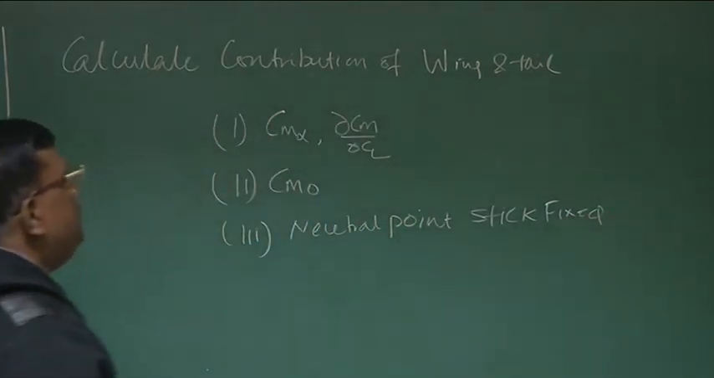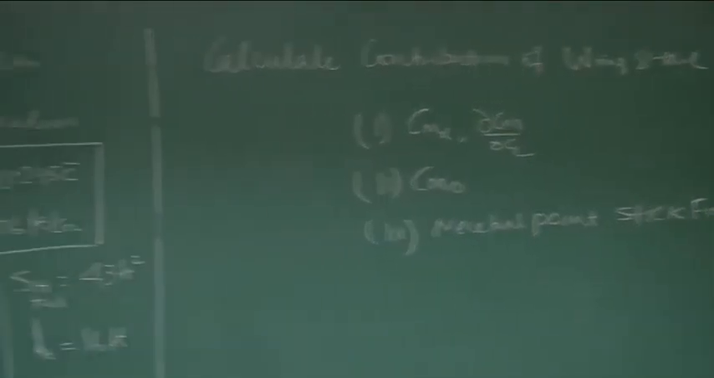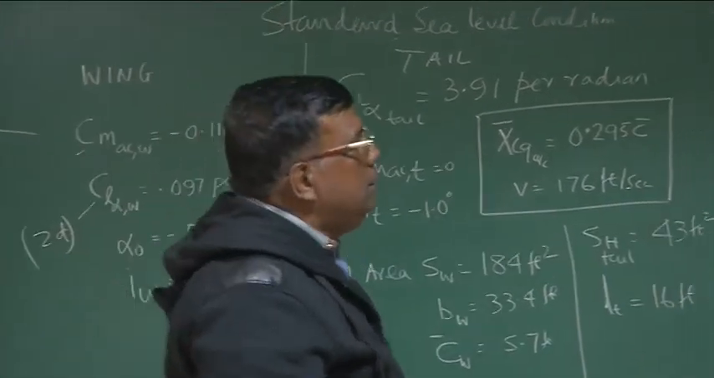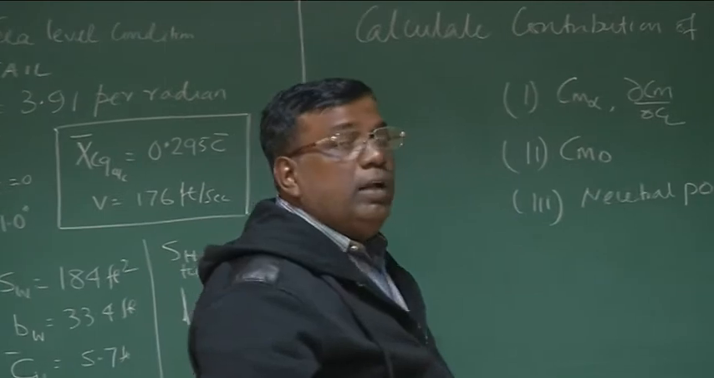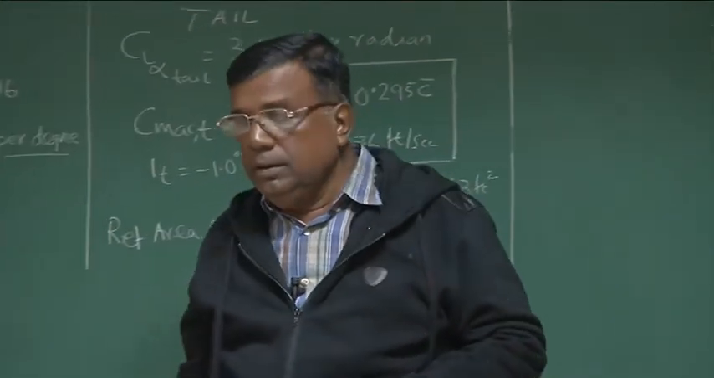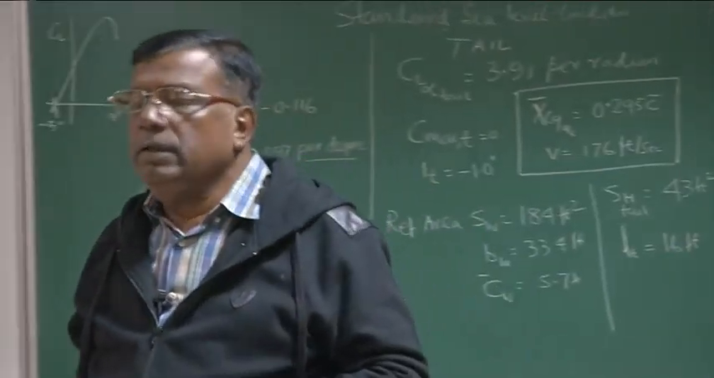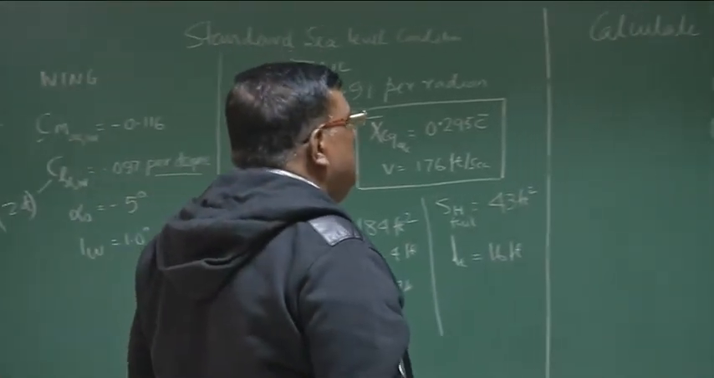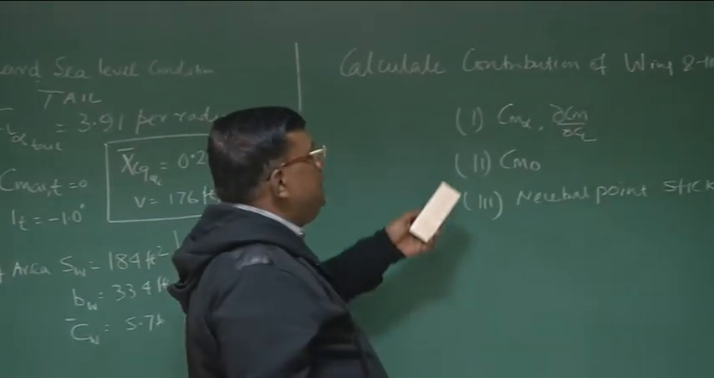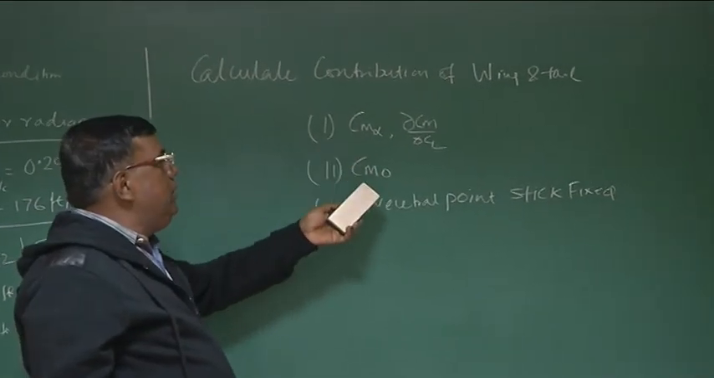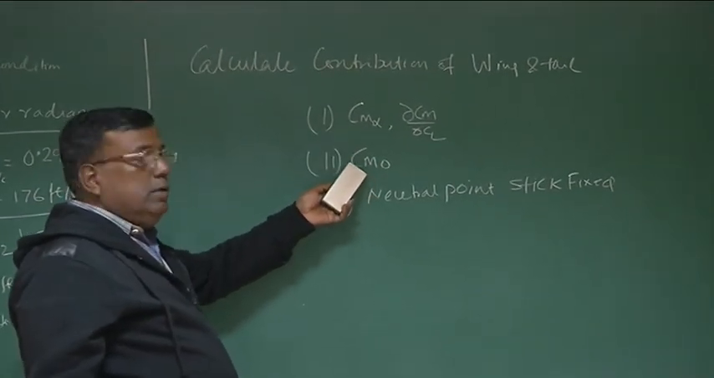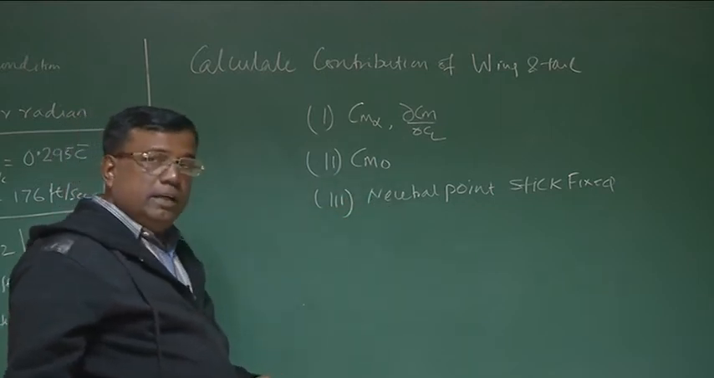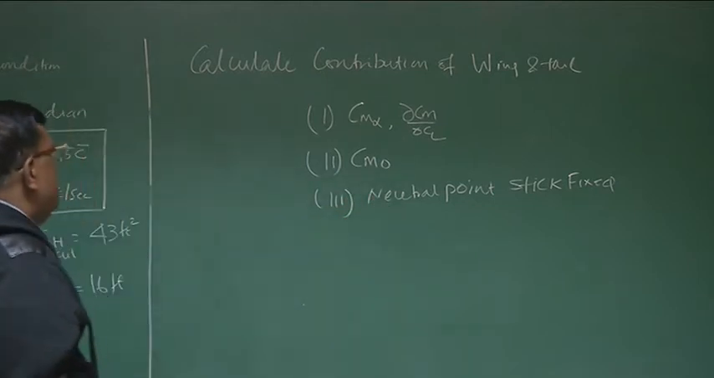The question is clear? With this configuration of an airplane, we want to calculate the contribution of wing and tail. We are not including fuselage. We will have one session on fuselage. So we are now focusing on the contribution of wing and tail towards Cm alpha, or towards static stability, and Cm naught towards trim, and finding the neutral point for the stick fixed case. Okay. So let us solve this problem.